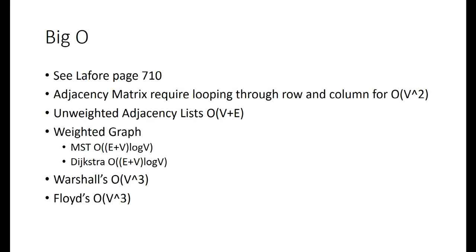Weighted graph. With the weighted graph, a minimal spanning tree, we have this big O, edges plus vertices times the log of V. Dijkstra algorithm, very similar. We're basically threading our way through both structures, okay? Warshalls, we have our nested loops, triple nested loop. As you might guess, a triple nested loop gives us a big O of the number of vertices raised to the third, V cubed. That's true for both Warshalls and Floyd's.